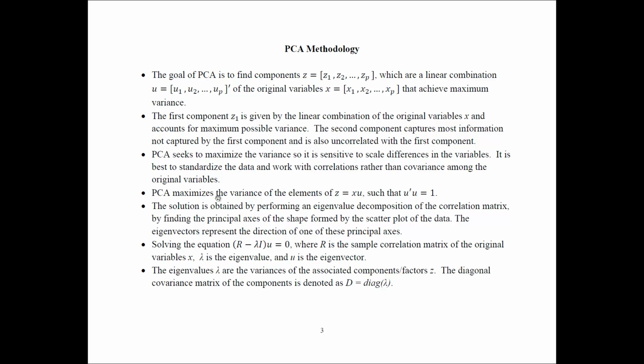So going back, PCA maximizes the variance, such that Z equals XU, and we have that U prime U equals 1. Again, we want to find those components that are linear combinations of the original variables that summarize the data in the most efficient way. The solution is obtained by what we call eigenvalue decomposition of the correlation matrix of the X variables, by finding the principal axes of the shape formed by the scatter plot of the data. And so these eigenvectors represent the direction of one of these principal axes.